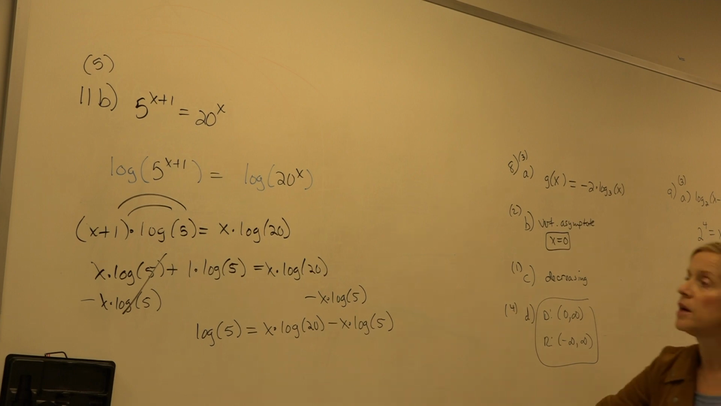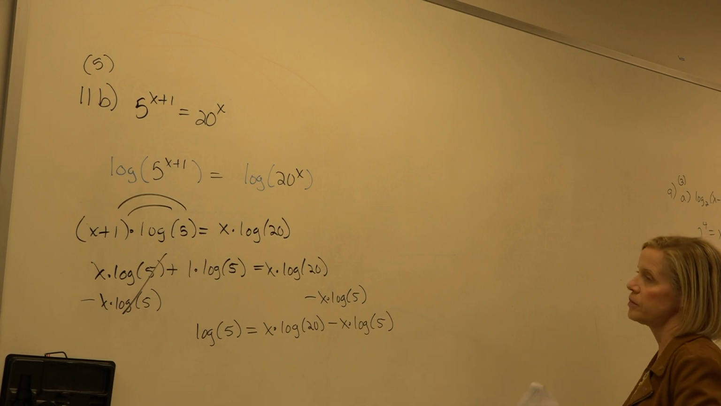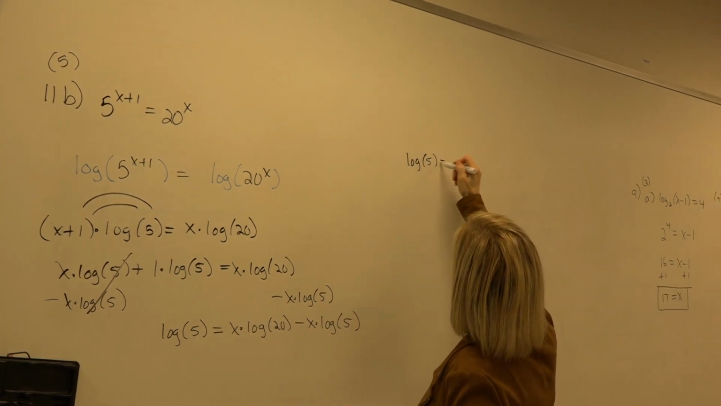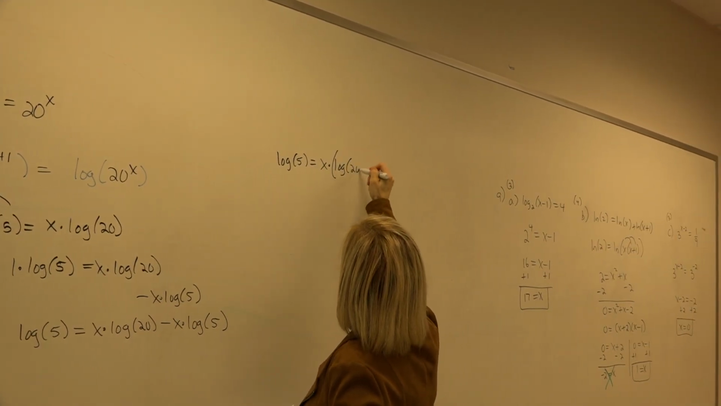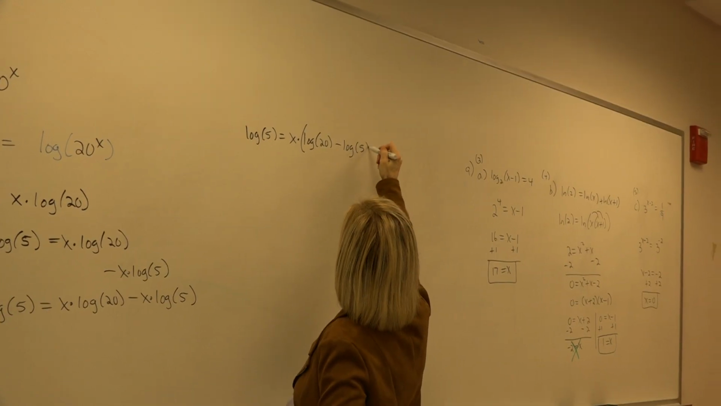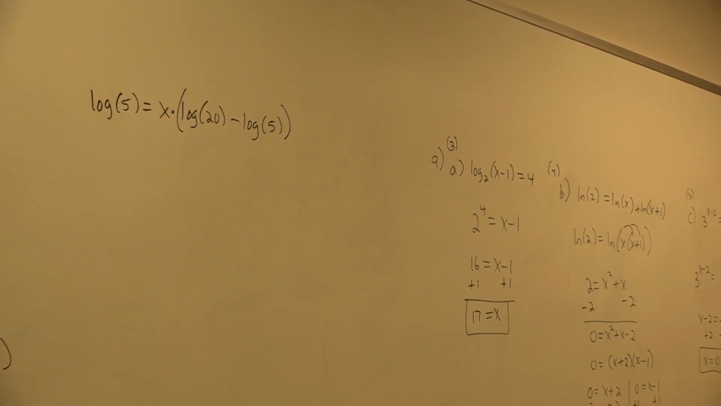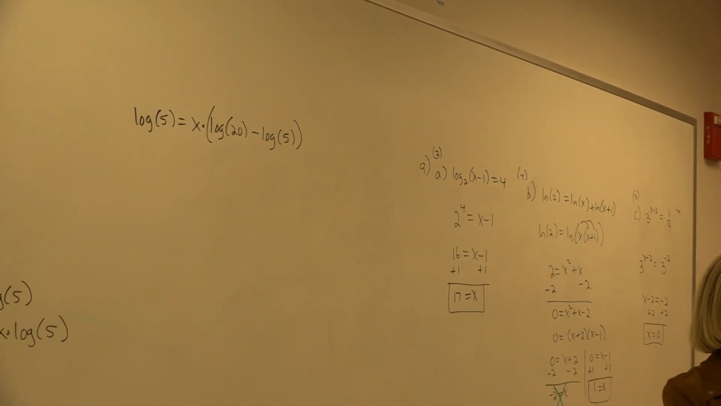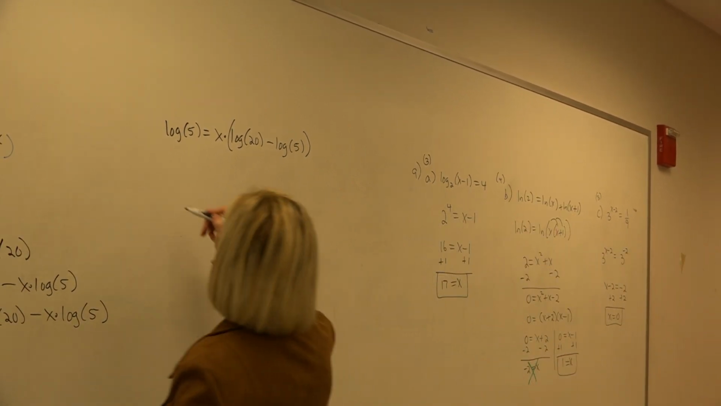Out on the right x, which is a greatest common factor. So we've got log of 5 equals x times the log of 20 minus the log of 5, factoring out the x, greatest common factor. So we know if we have two logarithms, same base of 10 in this case, with subtraction, we can combine them as a single logarithm with division. And I made it so that it would divide evenly.